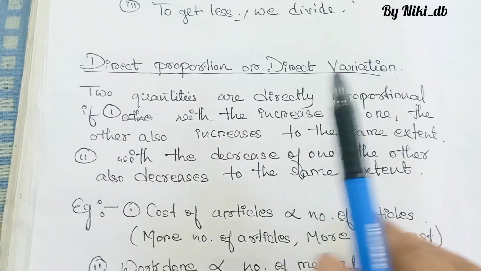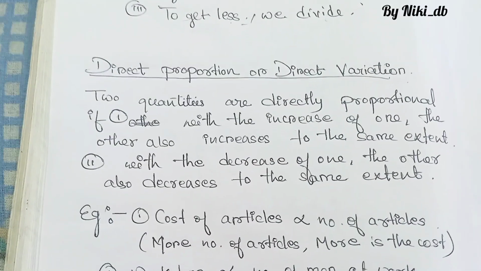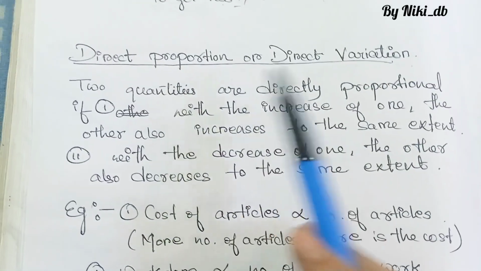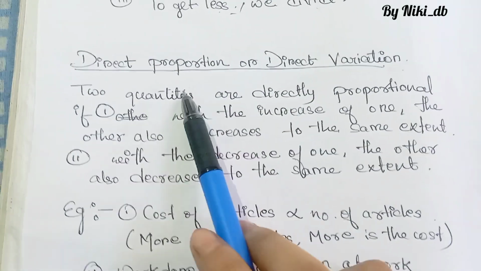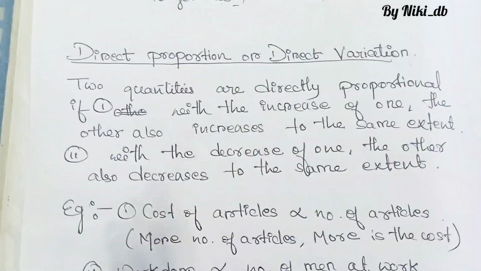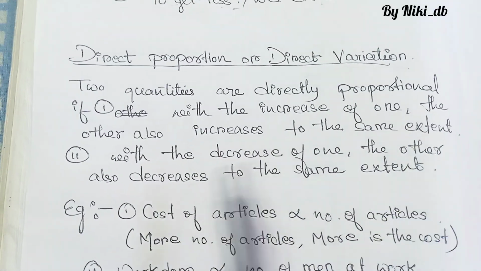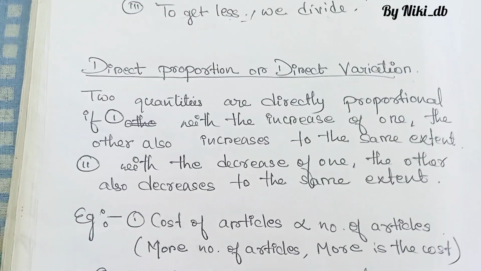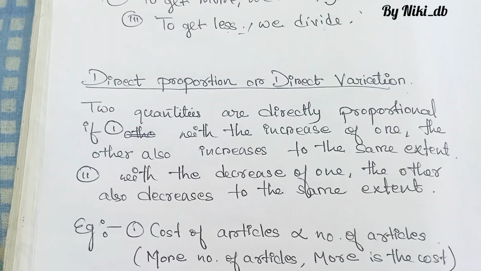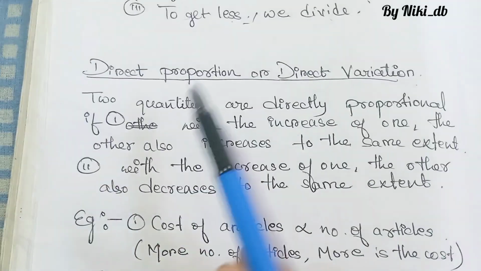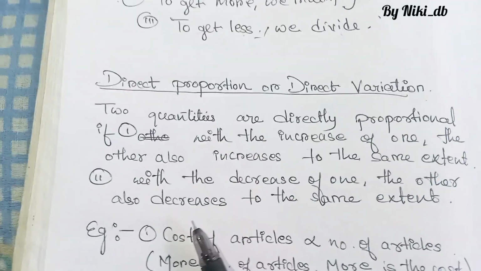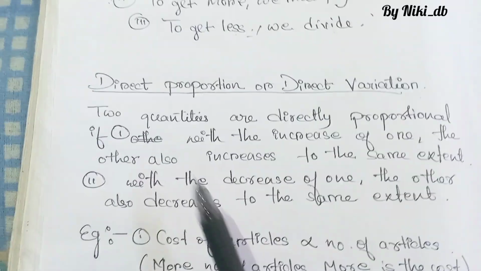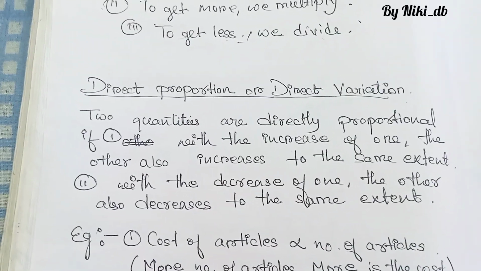What is direct proportion or direct variation? Two quantities are directly proportional if with the increase of one the other also increases to the same extent, and in the same way with the decrease of one the other decreases. That time also it's known as direct proportion or direct variation.